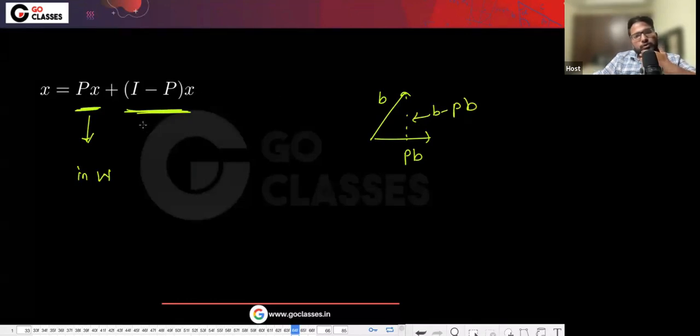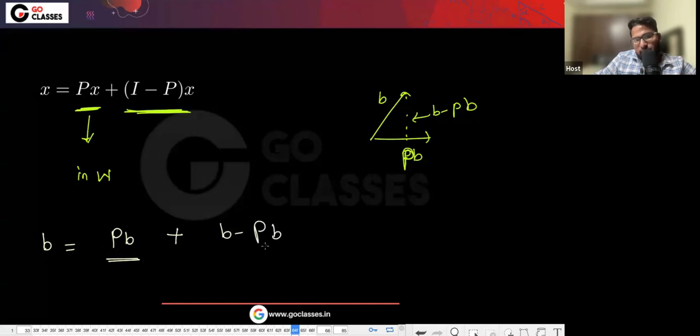Yes, this P is a projection matrix. So if you're writing like this, then you can write Px plus (b minus Px), or maybe Pb. Basically, you can write this x or b, whatever you like to call it, as capital P b, which means a projection of b onto some subspace, plus b minus capital P b. Is this fine to everyone?